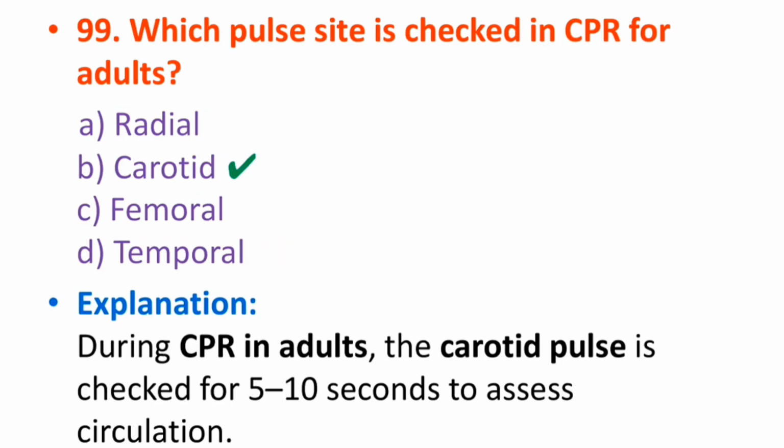Which pulse site is checked in CPR for adults? Option A, radial. Option B, carotid. Option C, femoral. Option D, temporal. The correct answer is option B, carotid. During CPR in adults, the carotid pulse is checked for 5 to 10 seconds to assess circulation. CPR is cardiopulmonary resuscitation.